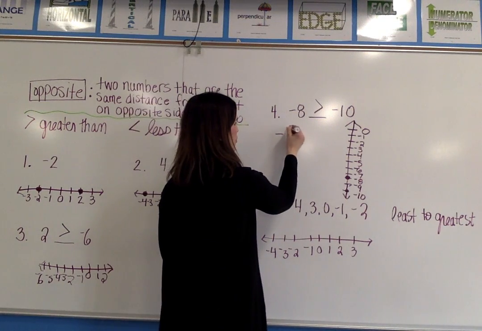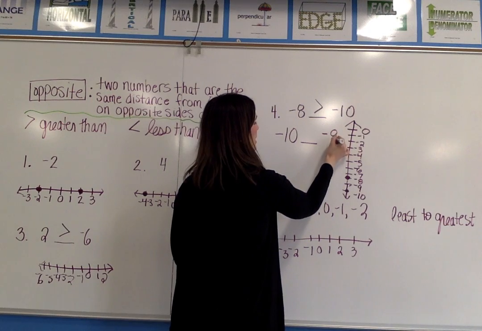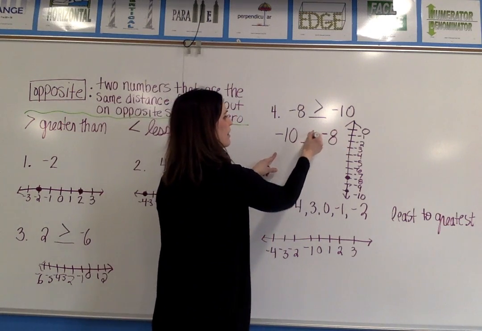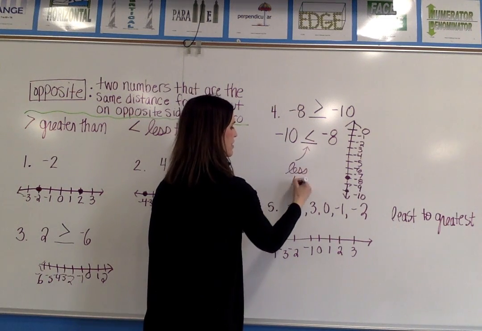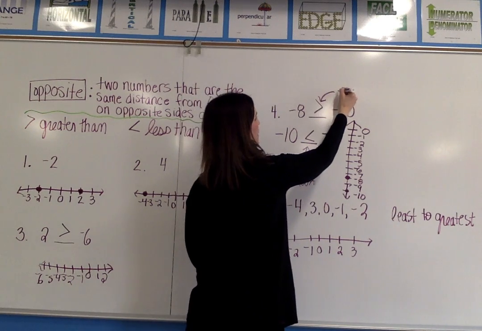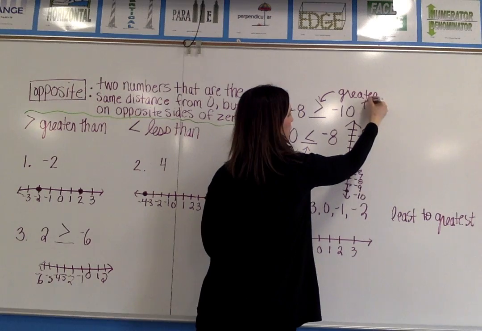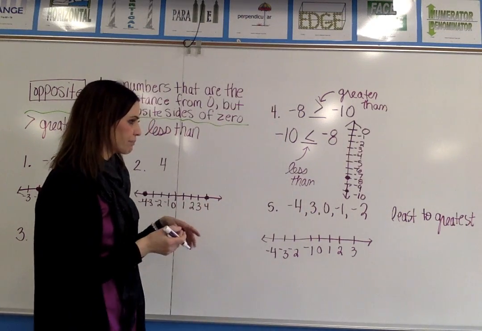If you would reverse the order and put -10 and compare it to -8, then I would say that -10 is less than -8. So again, that is my less than inequality symbol, and the one comparing -8 to -10, that is my greater than symbol. And you always want to think of reading the symbol from left to right.